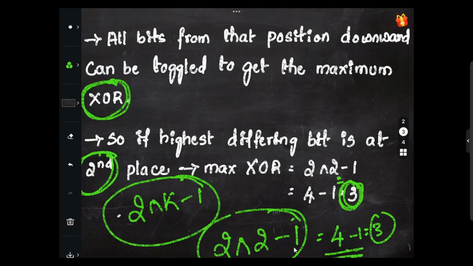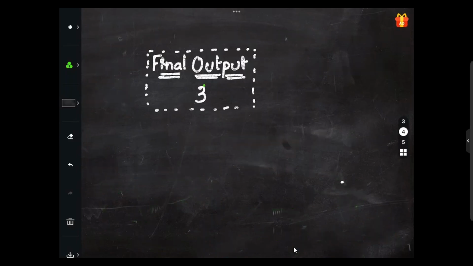4 minus 1, the final output that we got here is 3, right? So the output that we have got here is 3, which is equivalent to the output that they have given for the example 1 within the question. Just give me a second here.